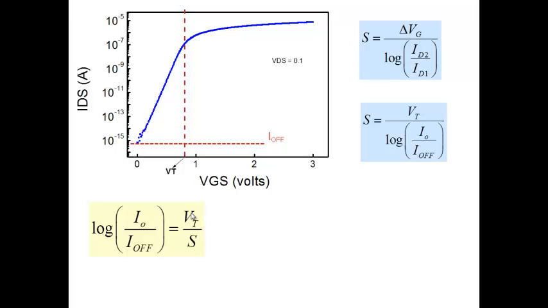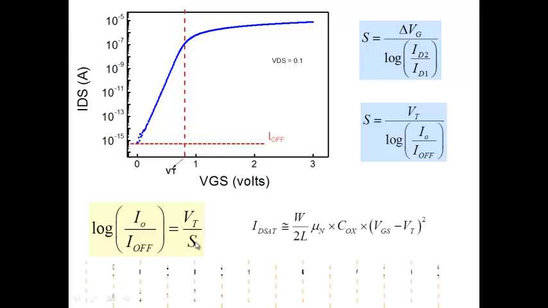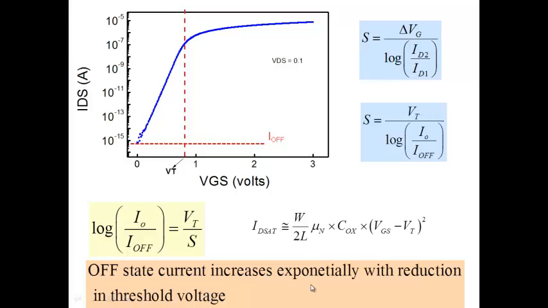Now, one way of doing that is to make Vt large, but we can't do that for low voltage operation, so you have to keep Vt small. The other way to keep this ratio large is to make S small, meaning the subthreshold slope is small. Off-state current increases exponentially with reduction in threshold voltage.